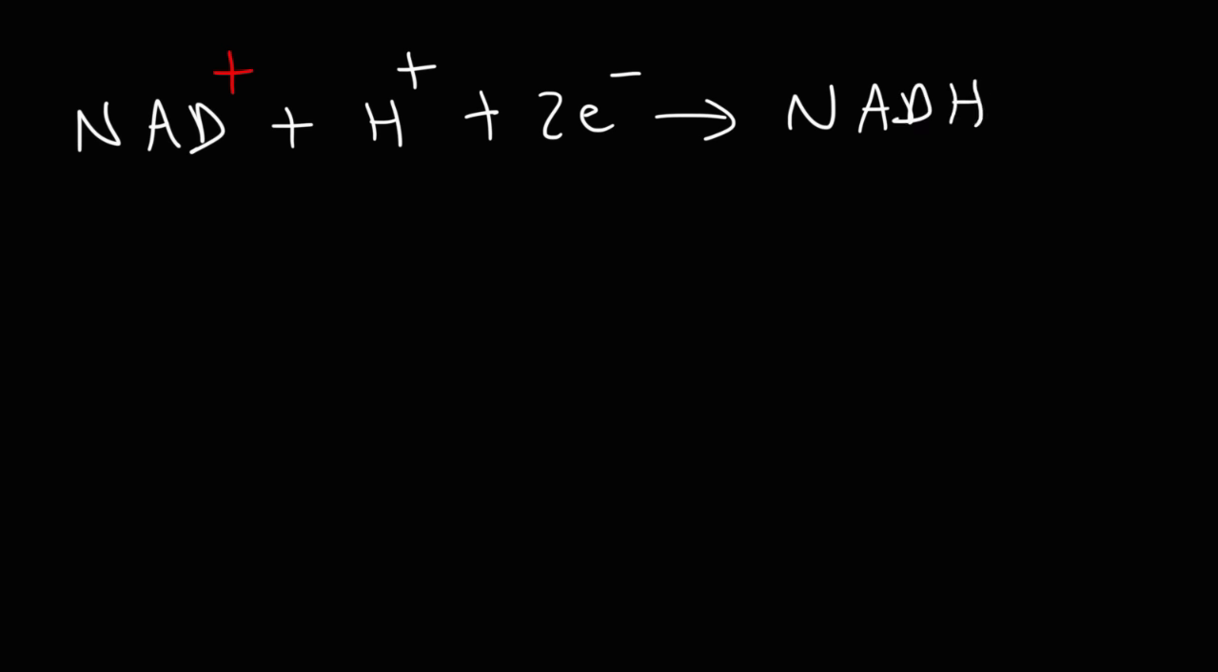Whenever there's an oxidation reaction, there is always a reduction reaction. If something lost electrons, something else had to gain those electrons. And the first electron carrier that we have in cellular respiration is NAD plus. NAD plus is going to pick up those electrons along with a hydrogen ion to produce NADH. So that is the corresponding reduction reaction. Now the enzyme that catalyzes the conversion of pyruvate into acetyl-coenzyme A is known as pyruvate dehydrogenase.